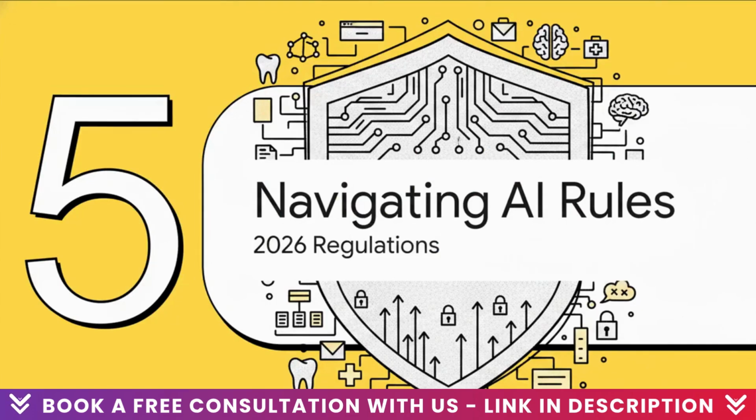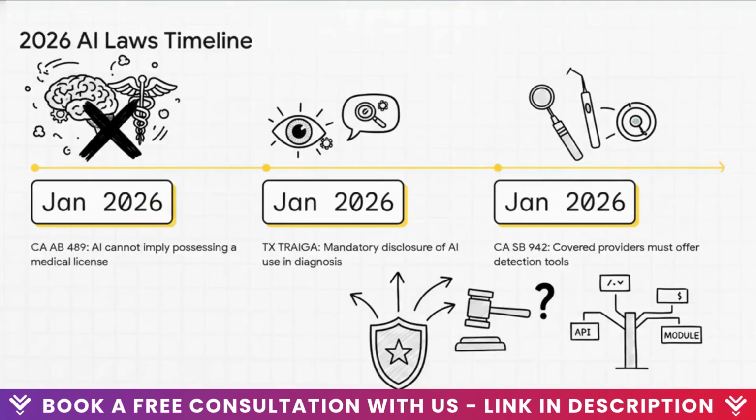Finally, Part 5, Navigating 2026 AI Regulations. This is the last layer of our blueprint, where we build the compliance shield. You simply cannot deploy advanced AI in healthcare without rigorously navigating a total surge of new rules. Building this software means strictly adhering to a cascade of state laws that kick in on January 1st, 2026. For example, California's AB 489 says AI cannot imply it has a medical license. Texas's TREGA law mandates conspicuous written disclosure if AI is used in diagnosis or treatment.